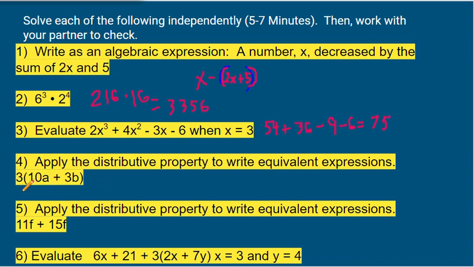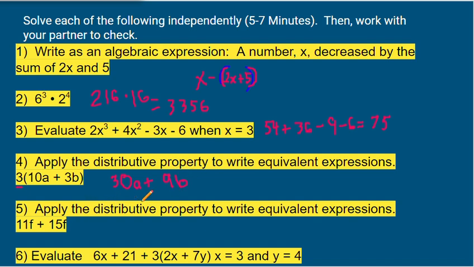Applying the distributive property, we're going to take that 3 times everything inside here. So 3 times 10a would give us 30a. If you had 3 times 10a, that's fine, but we can go ahead and put those together. And remember that we have to take that times all of the pieces. 3 times 3b gives us 9b.